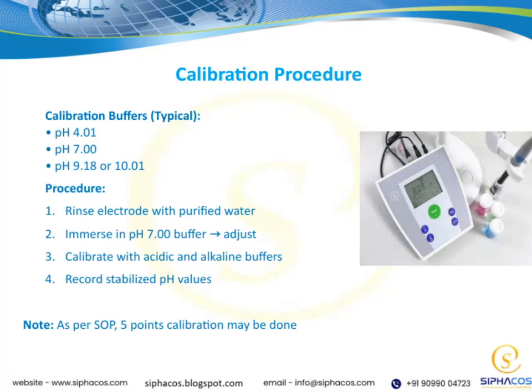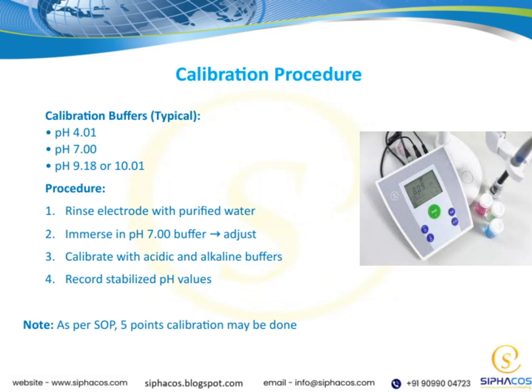Let's now go through the calibration procedure, which is a crucial step for accurate pH measurements. As per our SOP, you can perform a 5-point calibration if needed, but typically, a 3-point calibration is sufficient. The key here is to use calibration buffers that represent the pH range you're working with. Usually, we use pH 4.01, pH 7, and either pH 9.18 or 10.01. These buffers help ensure your electrode is properly calibrated across the spectrum.